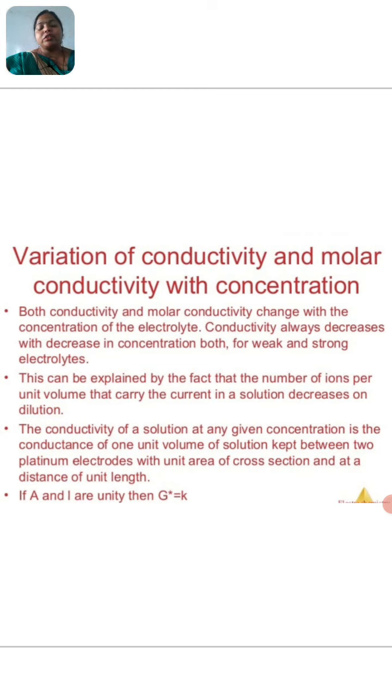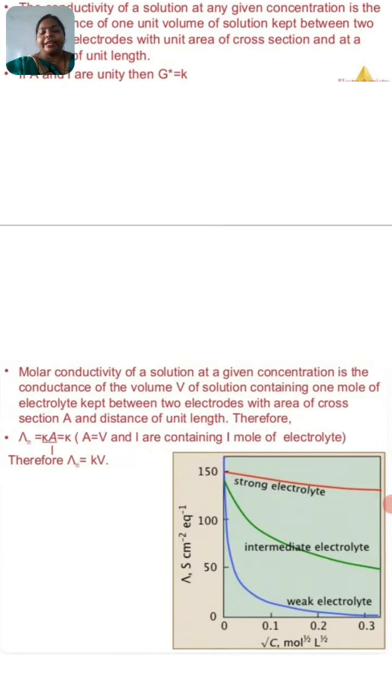The conductivity of the solution at any given concentration is the conductance of one unit volume of solution kept between the platinum electrodes with unit area of cross section and at a distance of unit length. If A and L are unity, then G is equal to K.